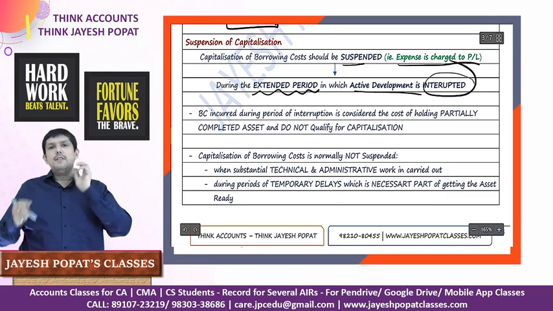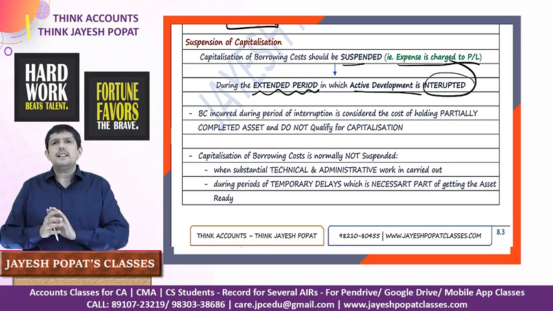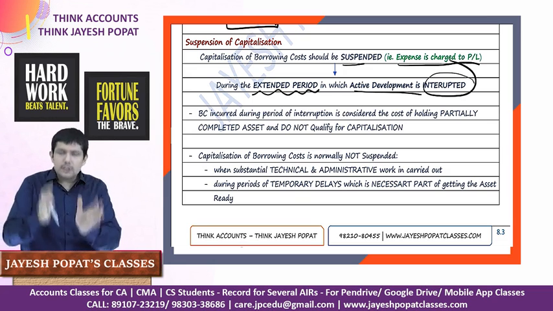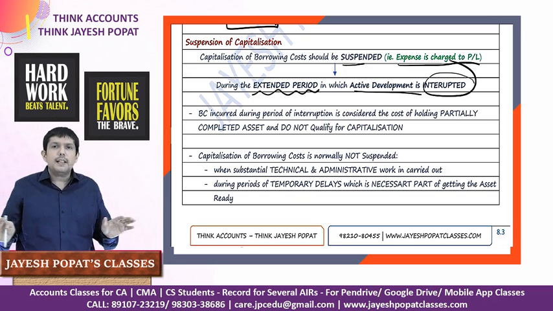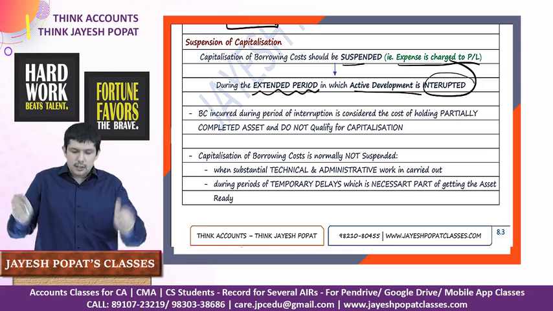Another example could be we are, let's say, constructing a qualifying asset. There's a labor unrest, there's a strike in the factory, right? The strike continues for 4 months. So for this 4 months period also, we will not capitalize the borrowing cost. We'll have to charge this borrowing cost to the statement of profit and loss.